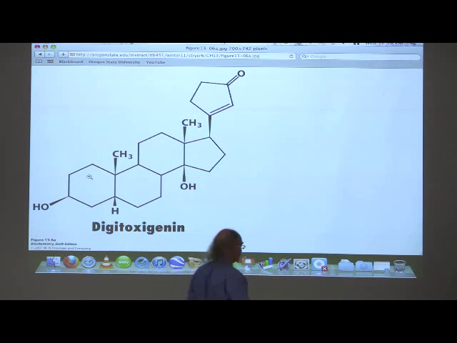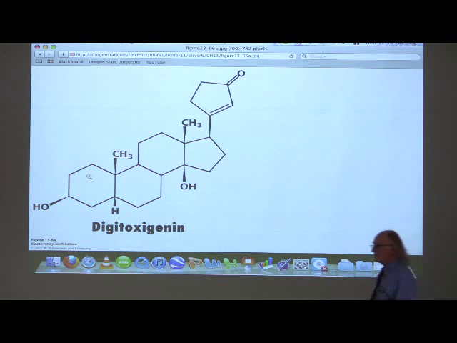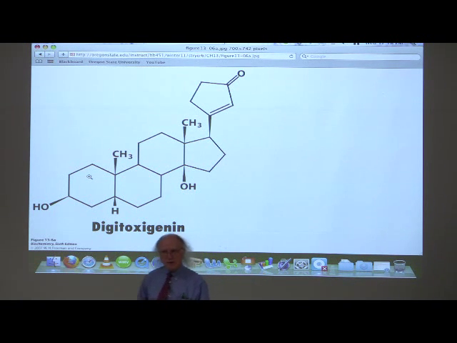Now, why is that important? Well, from what we've been saying, calcium, of course, is important for muscular contraction. The heart is in the muscular contraction business. So if the cell can't get rid of calcium, what do you suppose the heart cell is going to do? It's going to contract. Right?